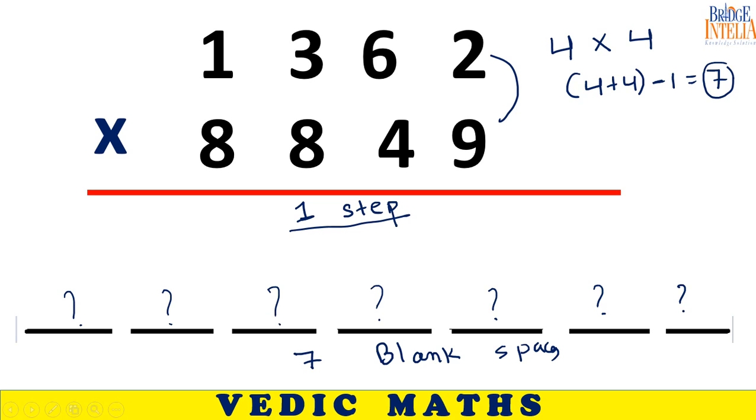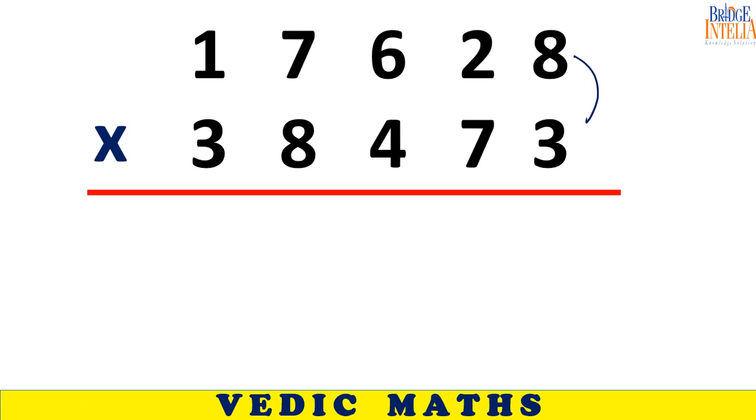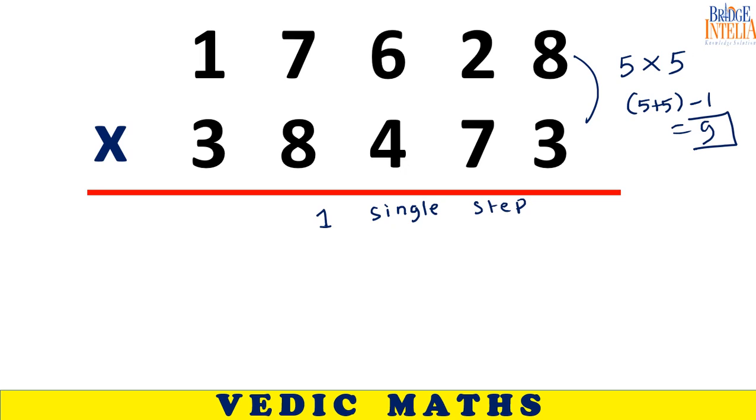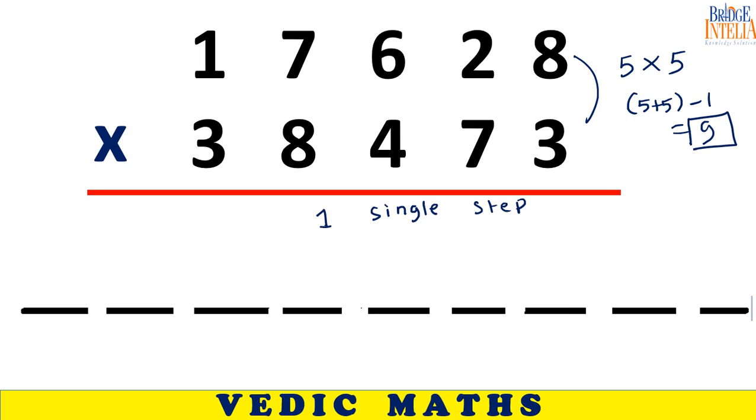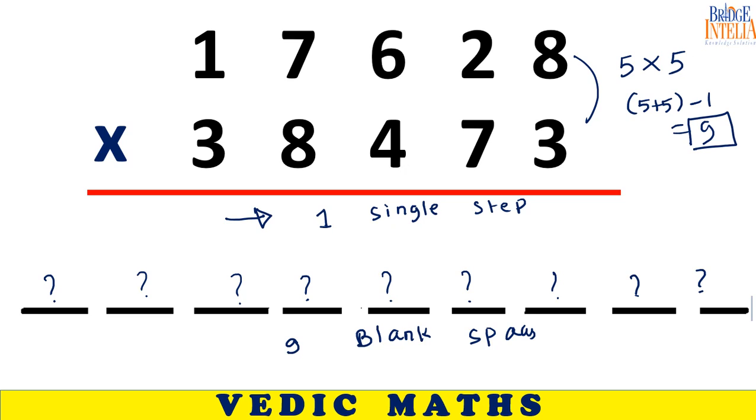So this is the trick. If the given number is 5 into 5, then 5 plus 5 minus 1 is equal to 9. So if you want to find this answer in one single step, you will have to fill 9 blank spaces. You can count, there are 9 blank spaces. If you somehow fill all these 9 blank spaces, now we don't know what we have to write here, but we understand that we have to fill 9 blank spaces, and our answer will be ready in one single step.